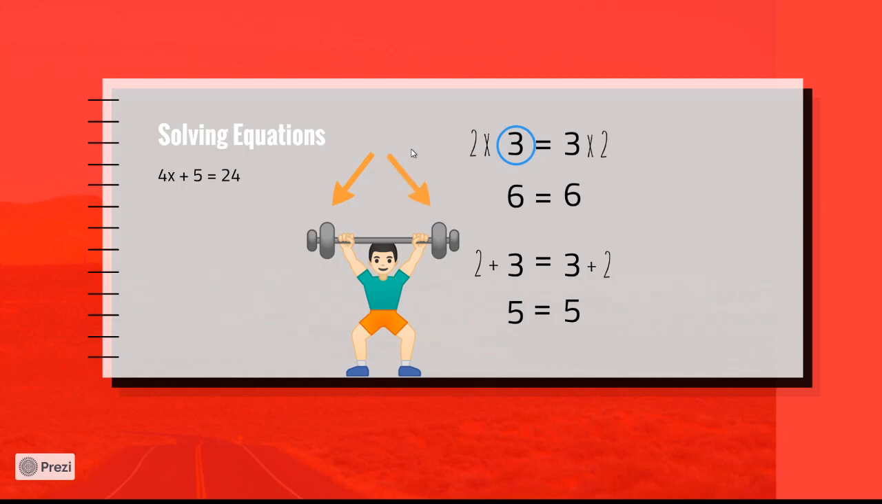So you can imagine equations kind of like that. It is like an equal sign holding two different expressions together. If you multiply or do anything only on one side of the equation, the whole equation fails. Okay.